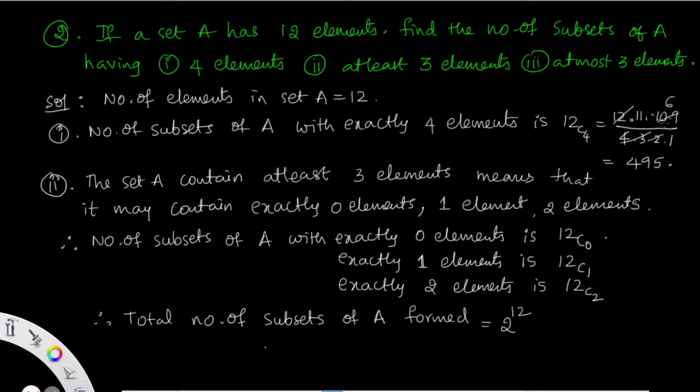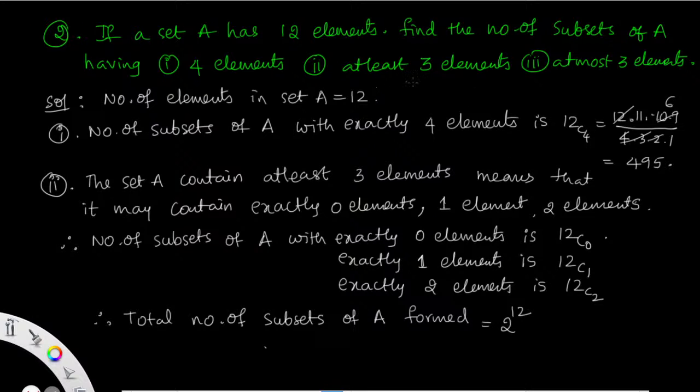So 12 into 11 into 10 into 9 by 4, 3, 2, 1. That is the formula for nCr: the product of natural numbers decreasing from n. Here n equals 12, so 12 into 11 into 10 into 9 divided by 4 into 3 into 2 into 1. Then you get 495. That is the number of subsets of A with exactly 4 elements, 12C4.